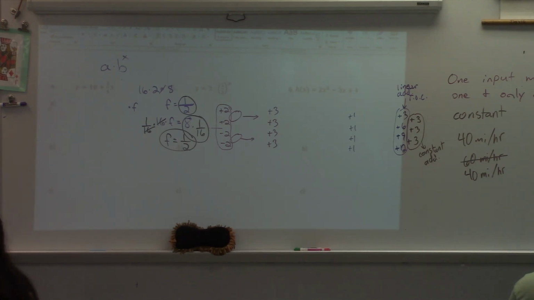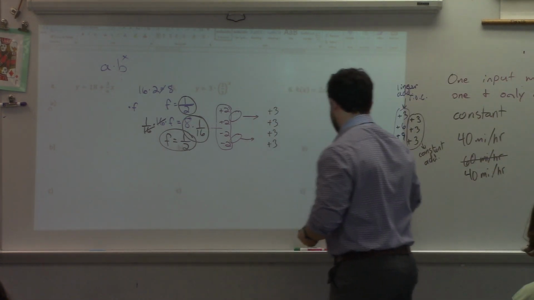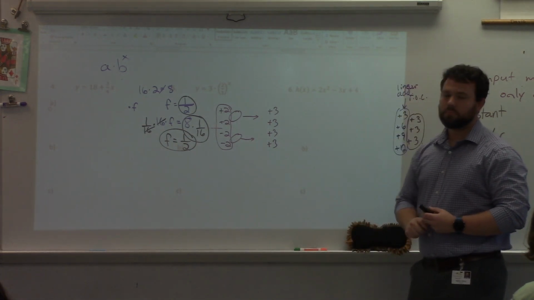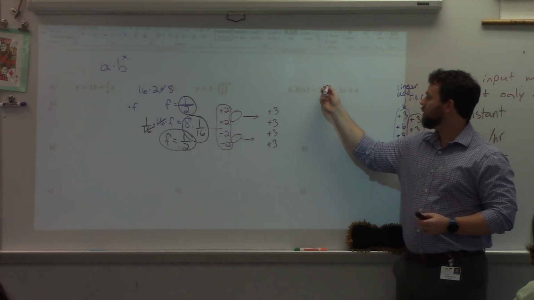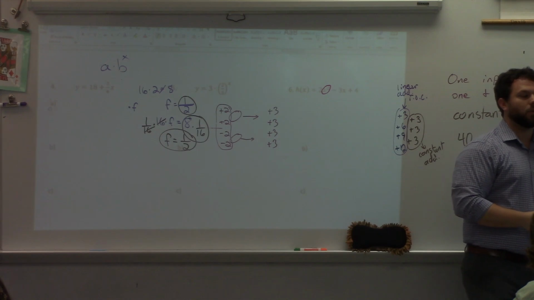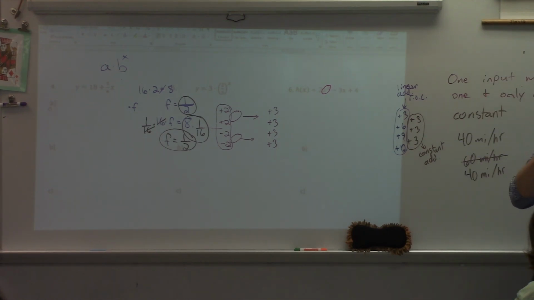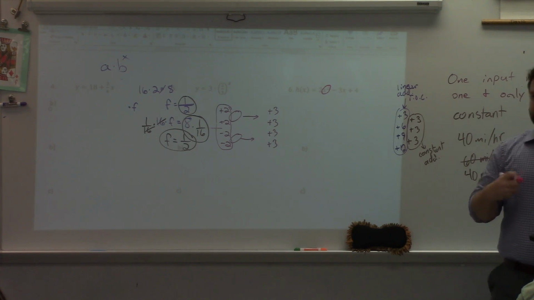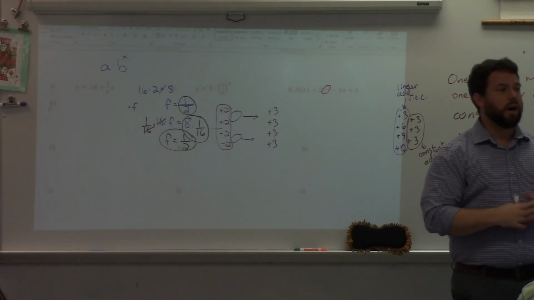Guys, which of these is quadratic? 6. Why would 6 be quadratic? Because there's a distribution of x to the second power. Guys, if it is x squared, it is quadratic. If the highest power is x squared, it's quadratic. That's it. There are other ways to see quadratics, but that's the main one that I've taught. If you have x squared, that function is what? Quadratic. It's not about this linear piece.